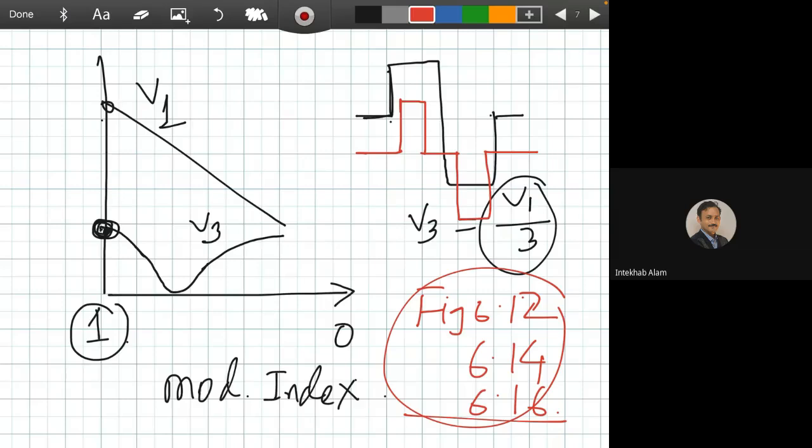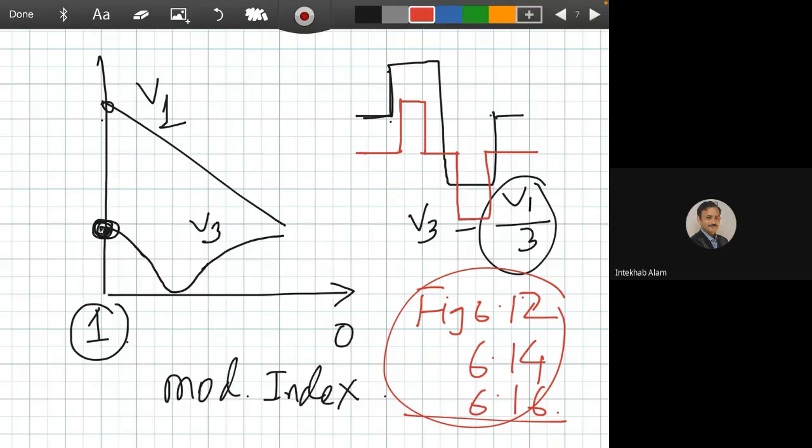I'm looking for different figures, but there is no figure such as this in the book. So it will be better if you just study your own book. Okay. No, there is no such box.